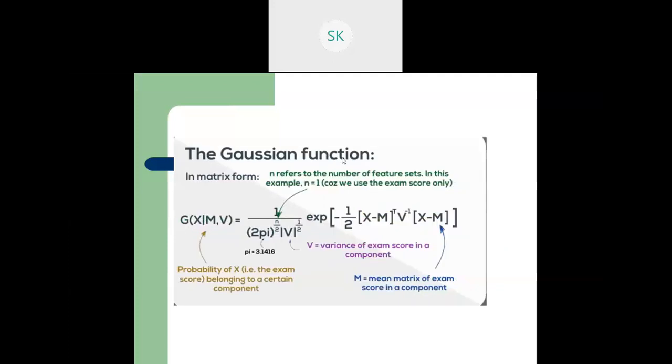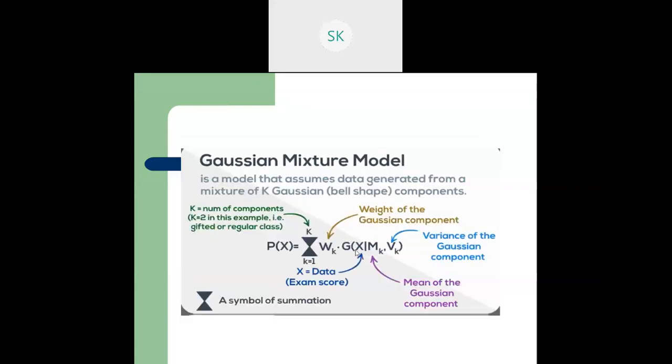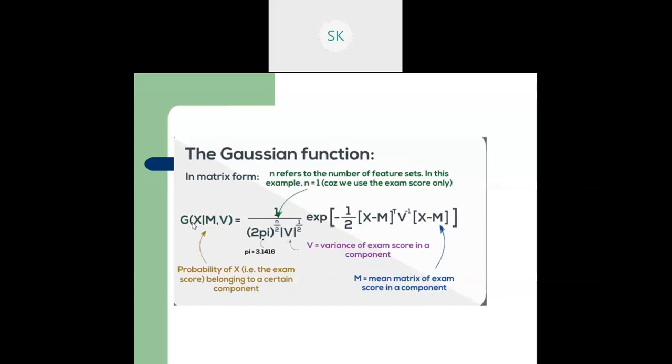Now, the representation of the Gaussian function in matrix form, g of x by m comma v, that is g of x by mk vk, is further expanded in terms of matrix form. So x is the data value, the score, m is the mean that we have seen previously, and v is the variance. This complete g of x by m comma v is the probability of x, the exam score, belonging to a certain component.